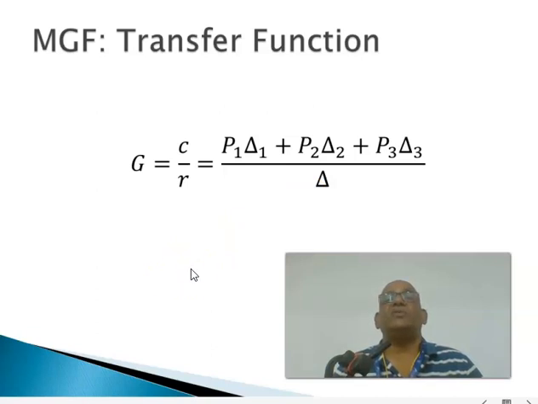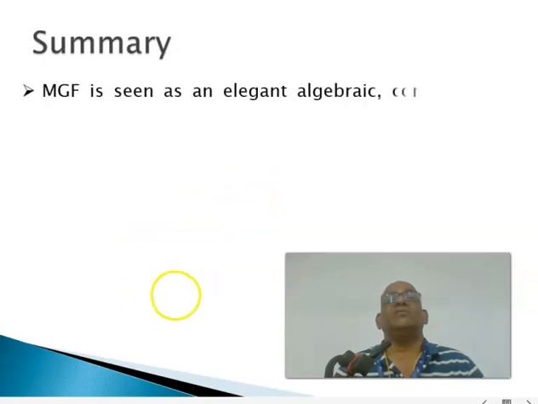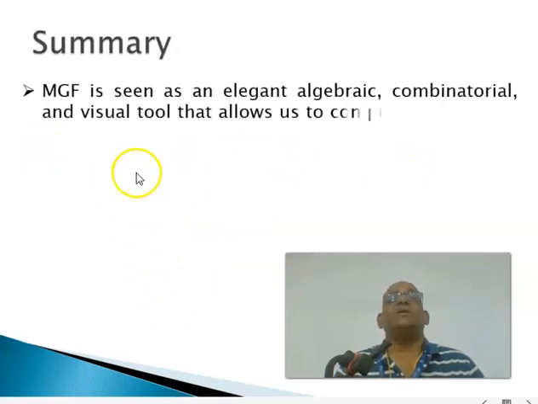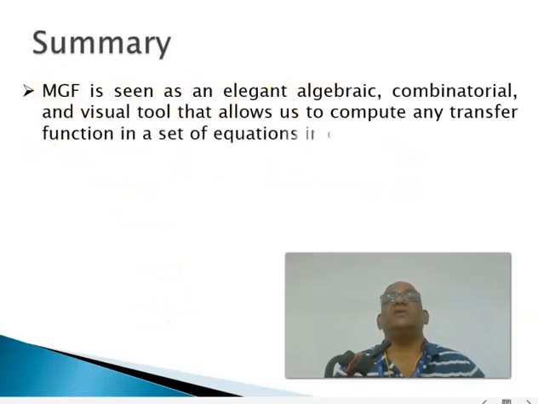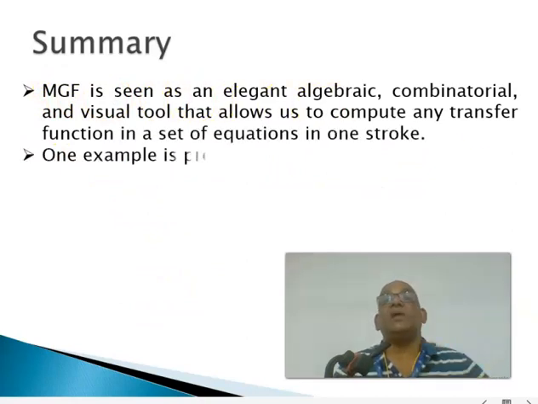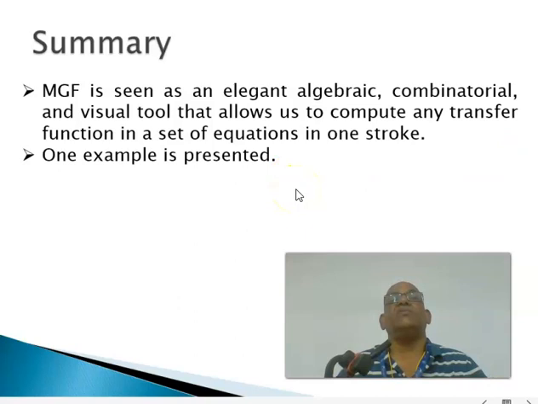I would strongly urge you to go back, do this problem on your own and compare your result with this. I think that's all we have. To summarize, Mason's gain formula is seen as an elegant, algebraic, combinatorial and visual tool, and we presented one example. We'll see two or three more examples and conclude this topic.